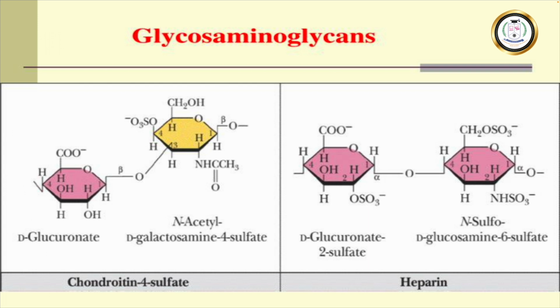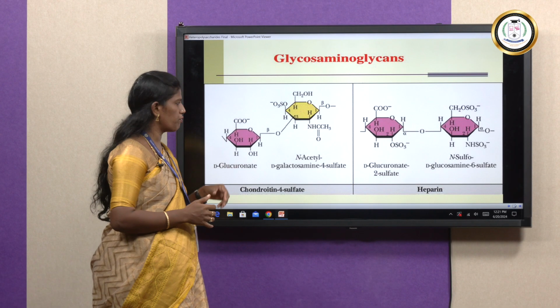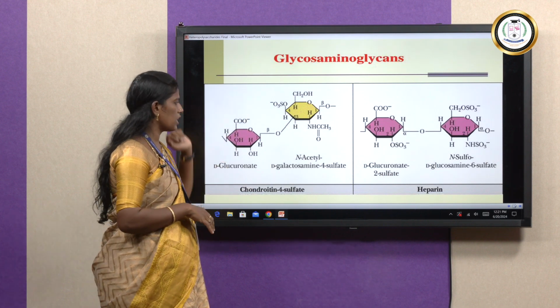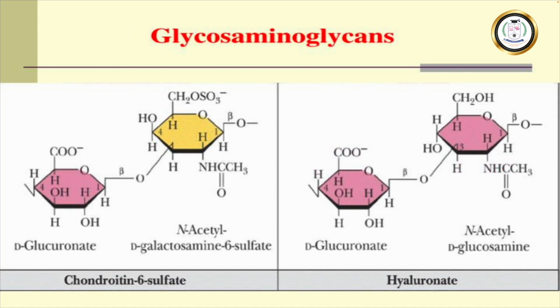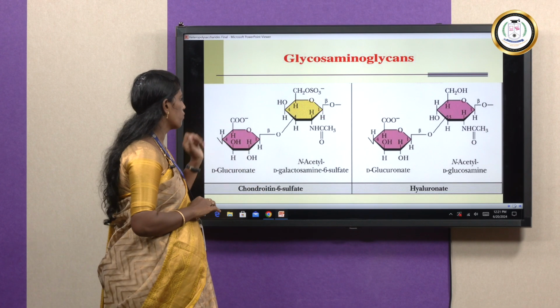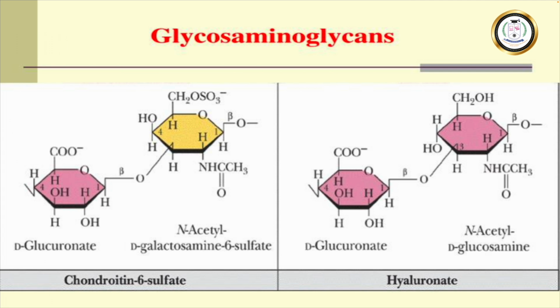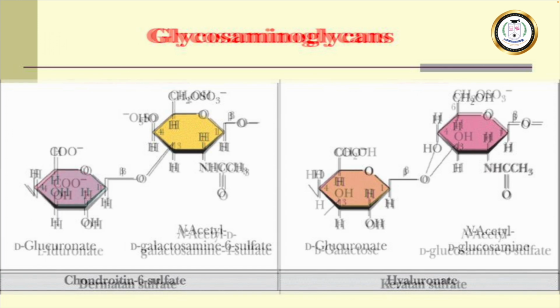First one is chondroitin 4-sulphate. In this, D-glucuronate and D-galactosamine 4-sulphate combine to form chondroitin 4-sulphate. The linkage is beta-1,3 linkage. Next is heparin. Heparin is composed of D-glucuronate 2-sulphate and N-sulfo-D-glucosamine 6-sulphate. The linkage is alpha-1,4 linkage. Next is chondroitin 6-sulphate, composed of D-glucuronate and N-acetyl galactosamine 6-sulfate. The linkage is beta-1,4 linkage. Hyaluronate is composed of D-glucuronate and N-acetyl glucosamine. The linkage is beta-1,3 linkage.